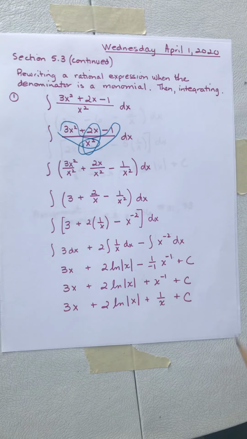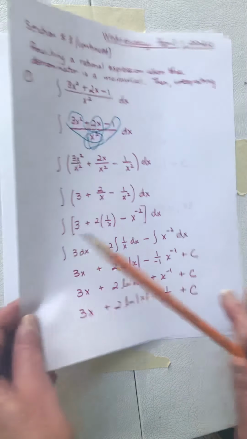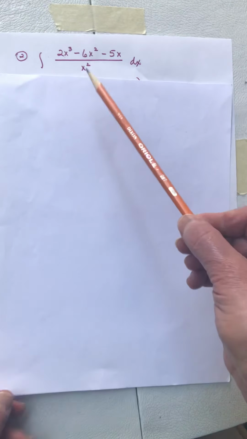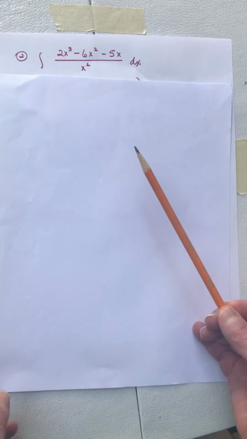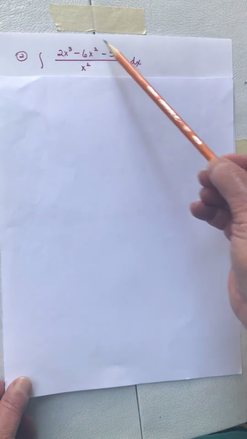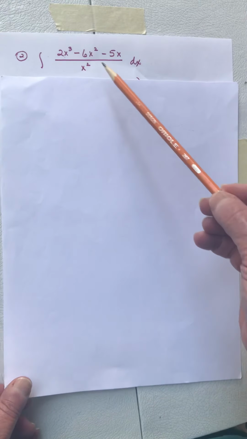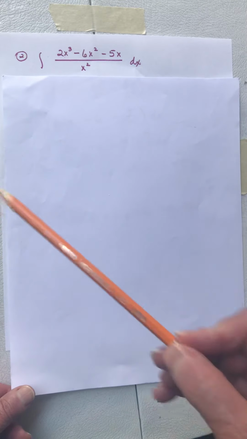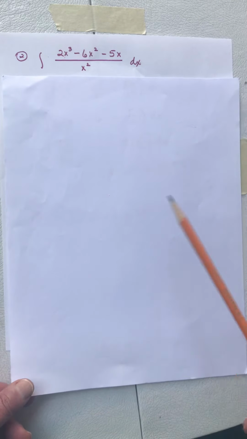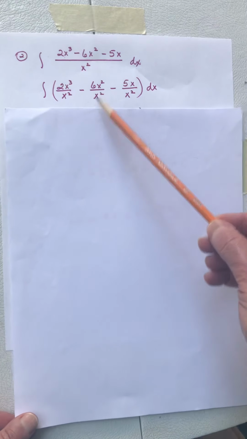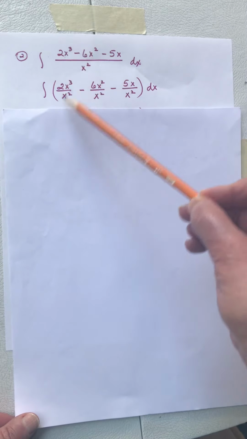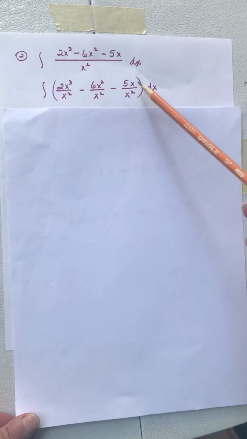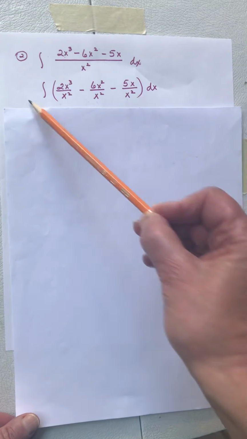I'm going to do one more. Okay. Same kind of problem. We have a polynomial in the numerator and a monomial in the denominator of our rational expression. So we're going to split it up. I saved a few steps on this one. I didn't make it quite as long as doing the other one. So I immediately divided 2x cubed over x squared minus 6x squared over x squared minus 5x over x squared dx. And there's our integral.